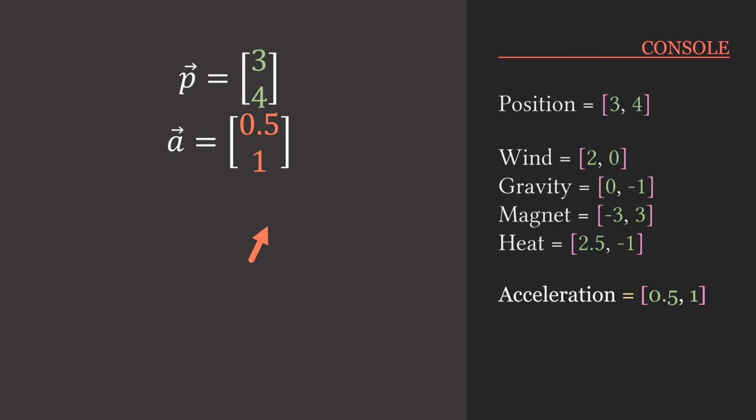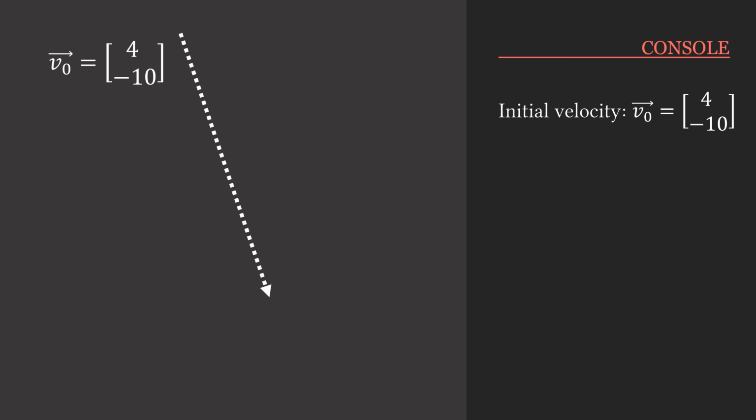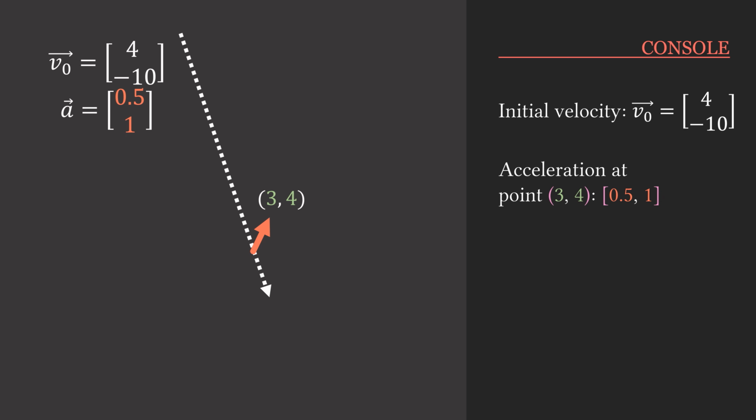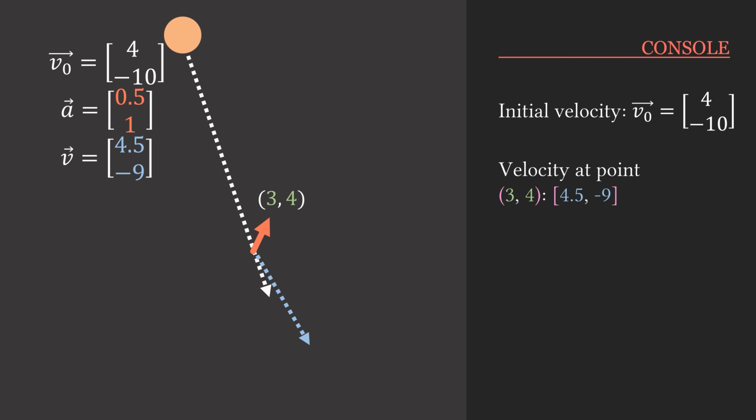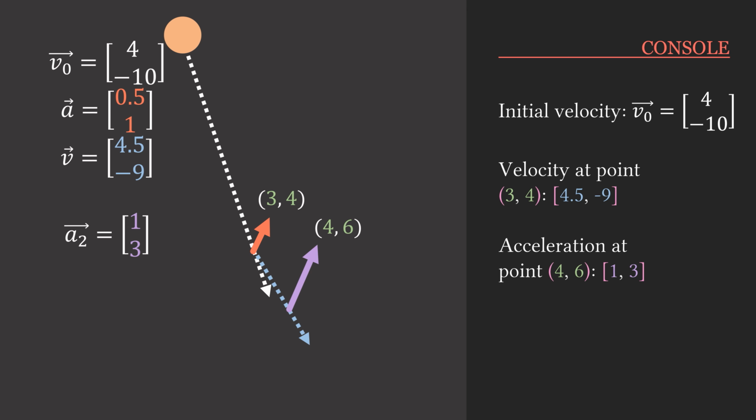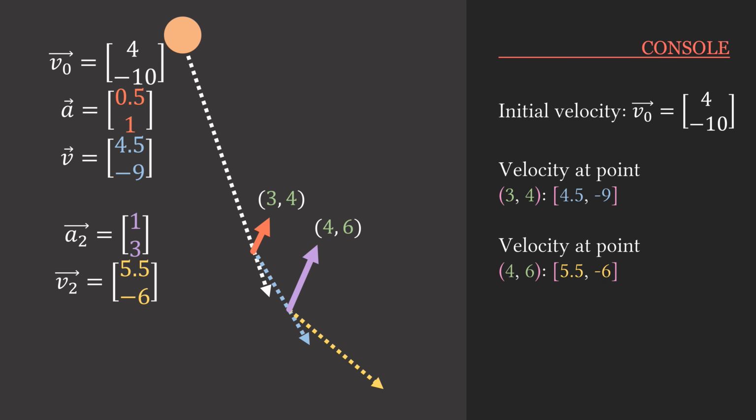What this means is that if there was an object coming from the top with a velocity of, let's say, 4, -10, the velocity would change at the point 3, 4. The velocity would be updated with the acceleration, and the direction of the object would change, because the velocity would change. Just for fun, let's say that at the point 4, 6, the acceleration is 1, 3. That means that if the object crosses that point, its velocity would change again. From that point on, the object will move more to the right.